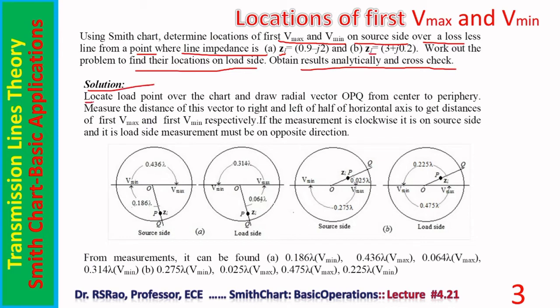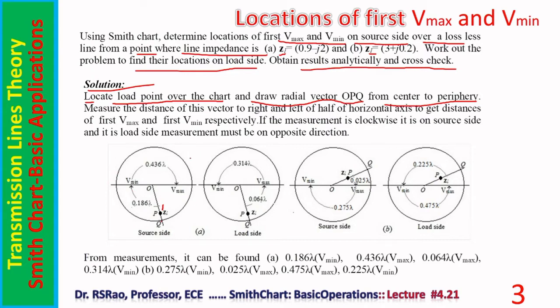Solution process. Locate load point over the chart and draw radial vector OPQ from center to periphery. See, ZL is given in both the cases A and B. From ZL one can locate load point. See, in case of A, this is load point ZL. From ZL, draw radial vector. OPQ is the radial vector. Measure the distance of this vector to right and left half of horizontal axis to get distances of first Vmax and first Vmin.